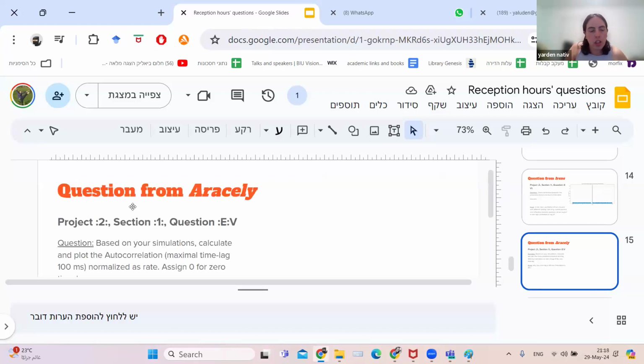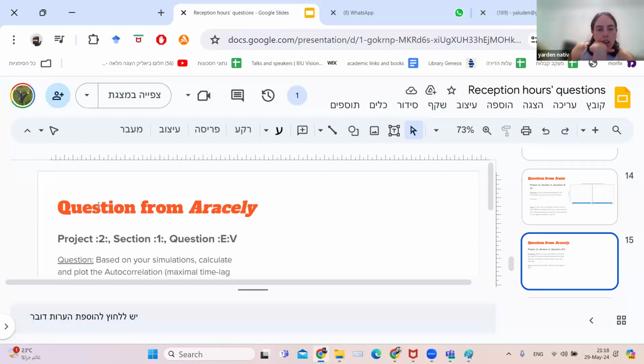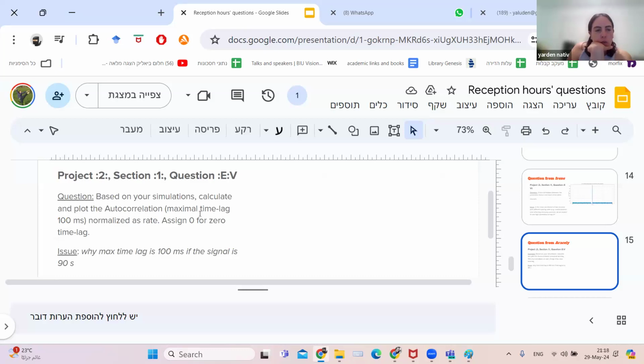Okay, Araceli. So based on your simulation, calculate and plot the autocorrelation. And you ask why to use max time lag as 100 milliseconds if the signal is 90 seconds. So the maximal time lag, Araceli, if you want to be sure, you can of course take even longer time lag, but the time lag has nothing to do with the duration of the recording. It's just all the possible shifts that you can do.